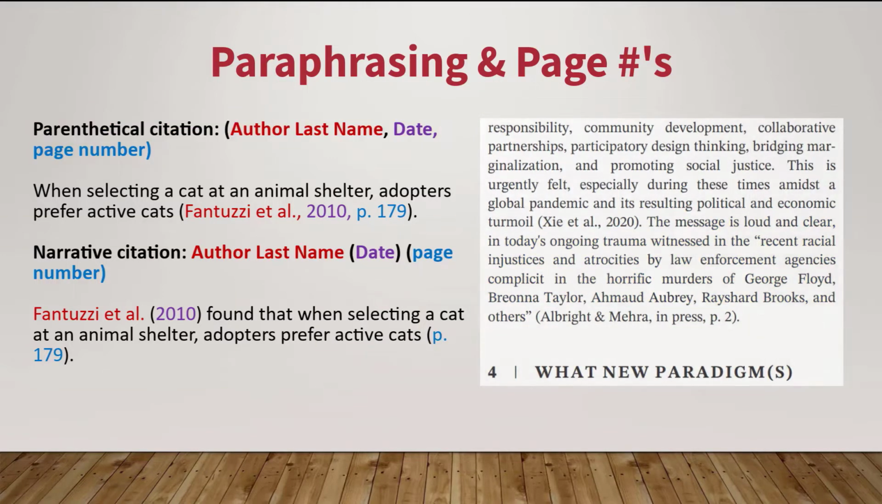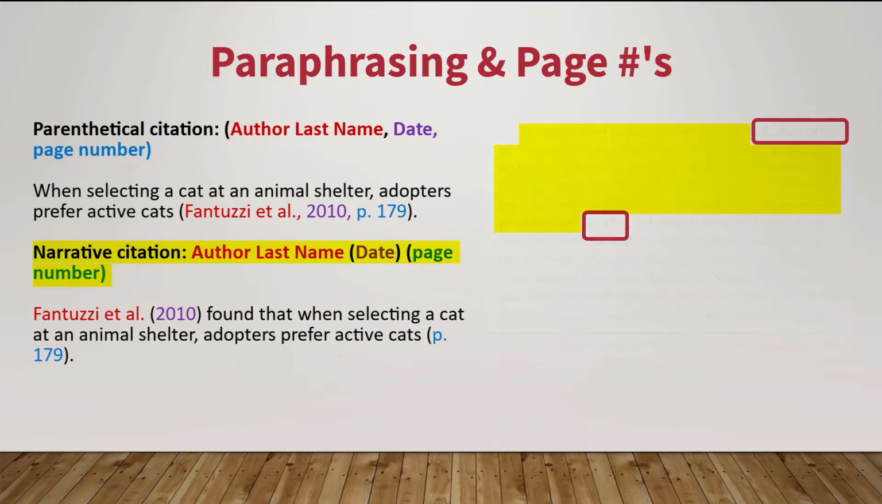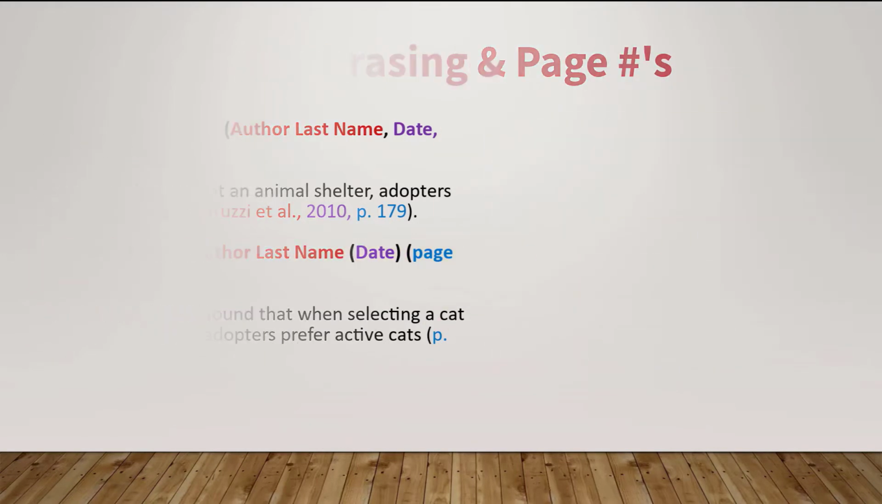In a narrative citation, the author is included in the text of the sentence. The year is listed in parentheses after the author's name, and the page number is listed in parentheses also after the cited information.